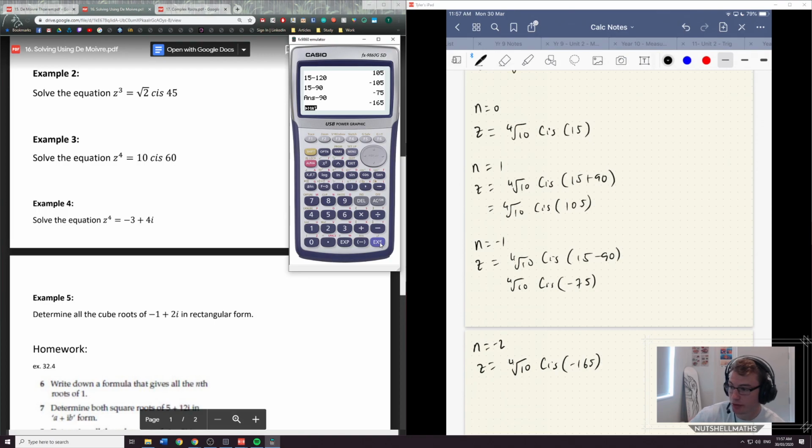Doesn't matter if you don't get the fourth root of 10. What did you do? Did you write it like this, 10 to the power of... What is the answer? 1.77. That's fine as well.